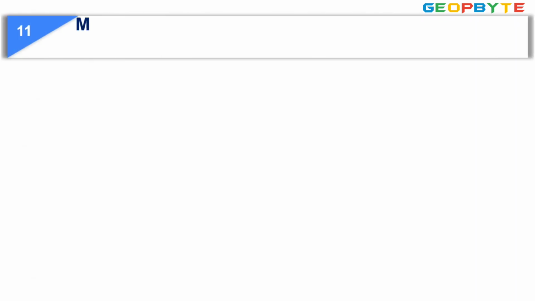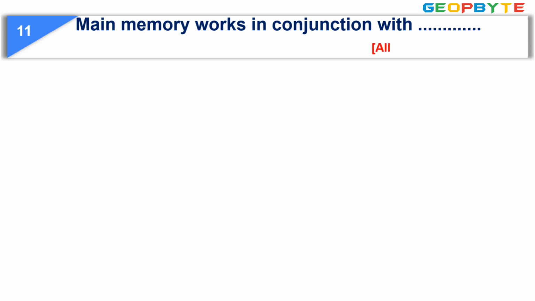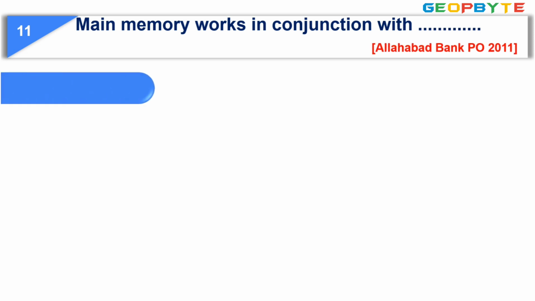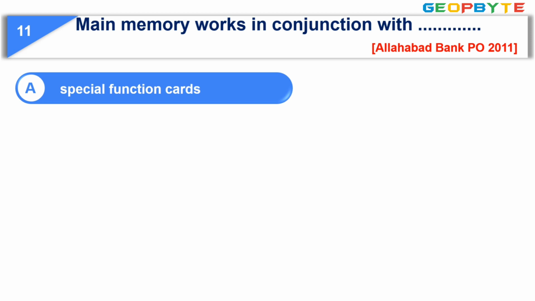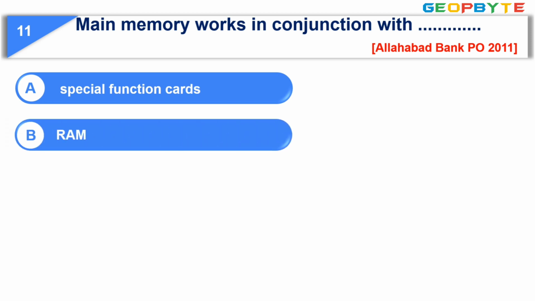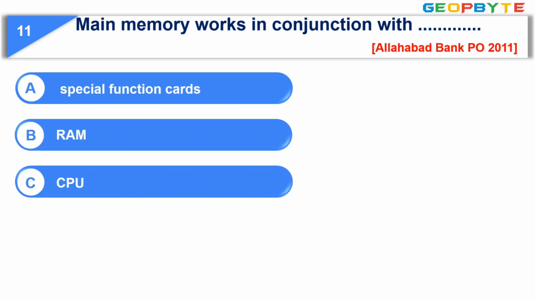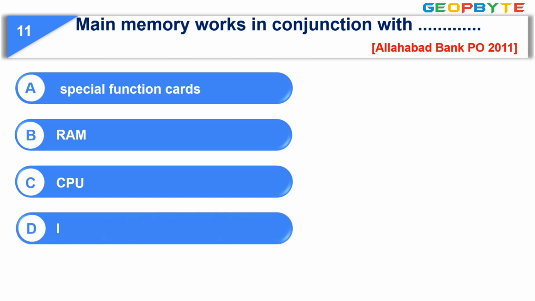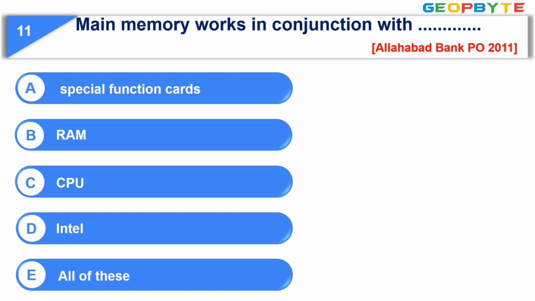Moving to question number 11. Main memory works in conjunction with: option A, special function cards. Option B, RAM. Option C, CPU. Option D, Intel. Option E, all of these. And the correct answer is option C, CPU.